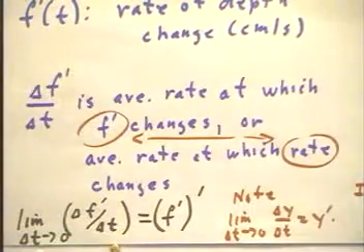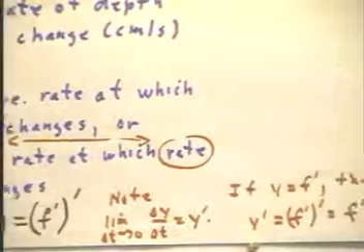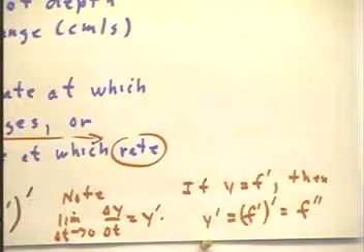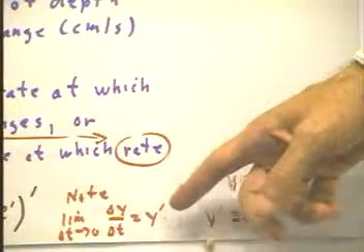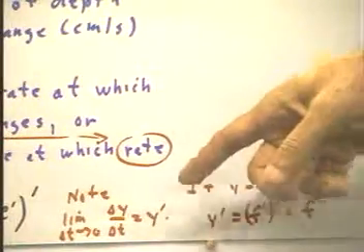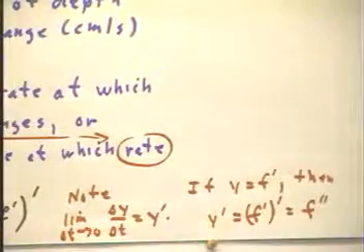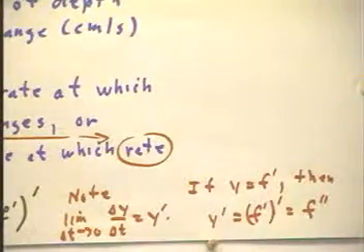Now why do we say that? Well, first of all, the limit as delta t goes to 0 of delta y over delta t is y prime for any function of t. That's our definition of what y prime means, and that's a definition of what the derivative or rate of change function means.